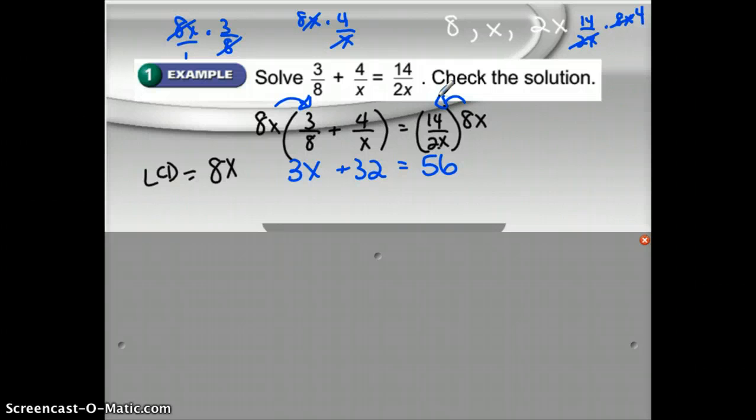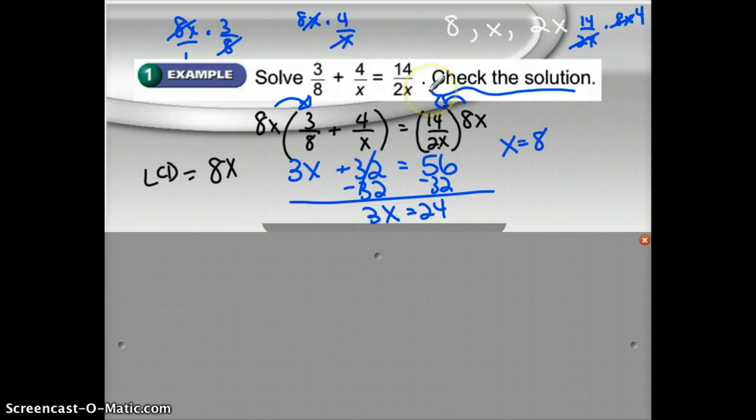Once you've multiplied both sides by 8x, it looks so much more simple. We've just got 3x plus 32 equals 56. That's just a normal linear equation that all of you are more than capable of solving. We get 3x equals 24, divide both sides by 3, and we get x equals 8. I want you to get in the habit of checking your solutions because it's going to make it so there are a lot fewer mistakes. So I want to know if 3 over 8 plus 4 over x, which I think is 8, really equals 14 over 2 times x, which 2 times 8 is going to be 16. So 3/8 plus 4/8, that's 7/8. 7/8 does equal 14/16, so that checked out for me.